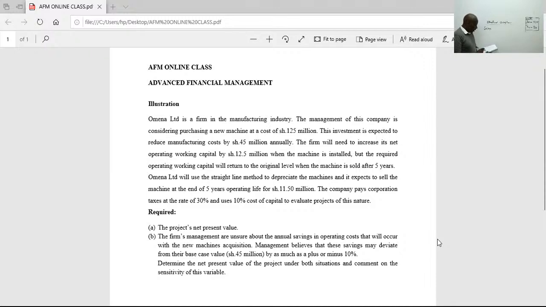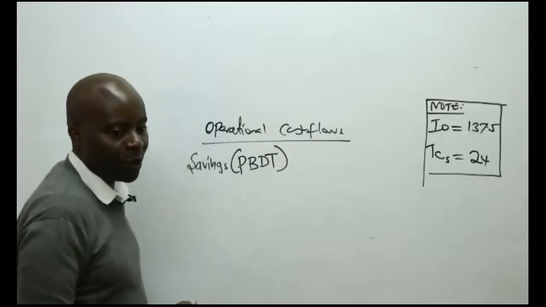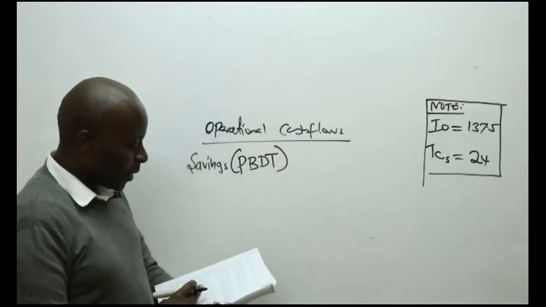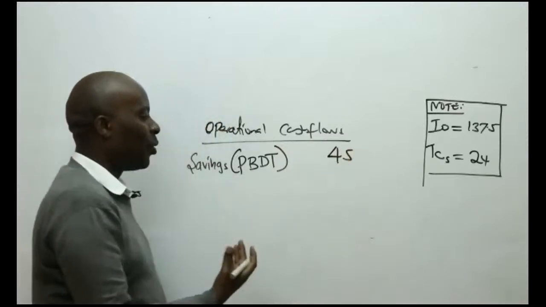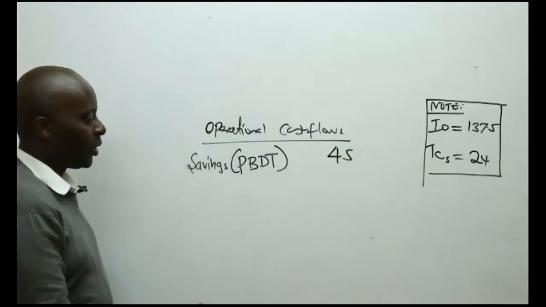If you read from the beginning, Omena Limited is a firm in the manufacturing industry. The management of this company is considering purchasing a new machine at a cost of 125 million. The investment is expected to reduce manufacturing cost by 45 million annually. So these savings will boost our profit before depreciation and tax, which will amount to 45 million.